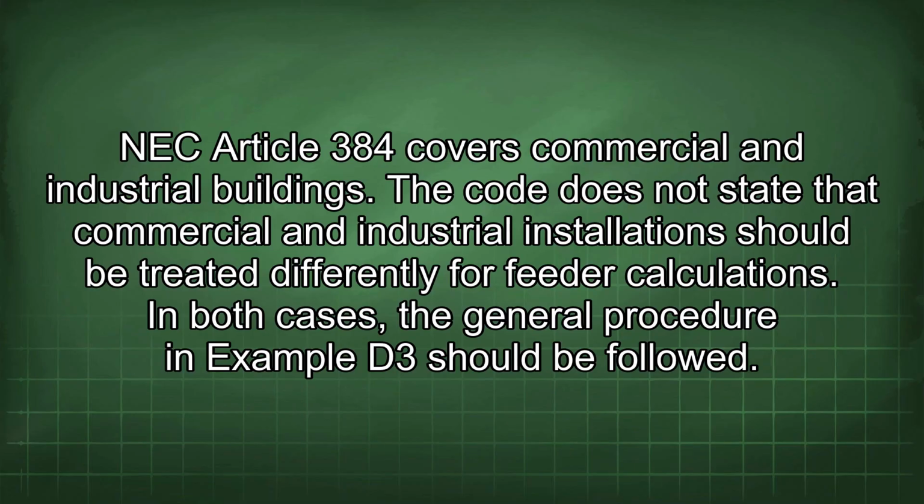NEC Article 384 covers commercial and industrial buildings. The code does not state that commercial and industrial installations should be treated differently for feeder calculations. In both cases, the general procedure in example D3 should be followed.